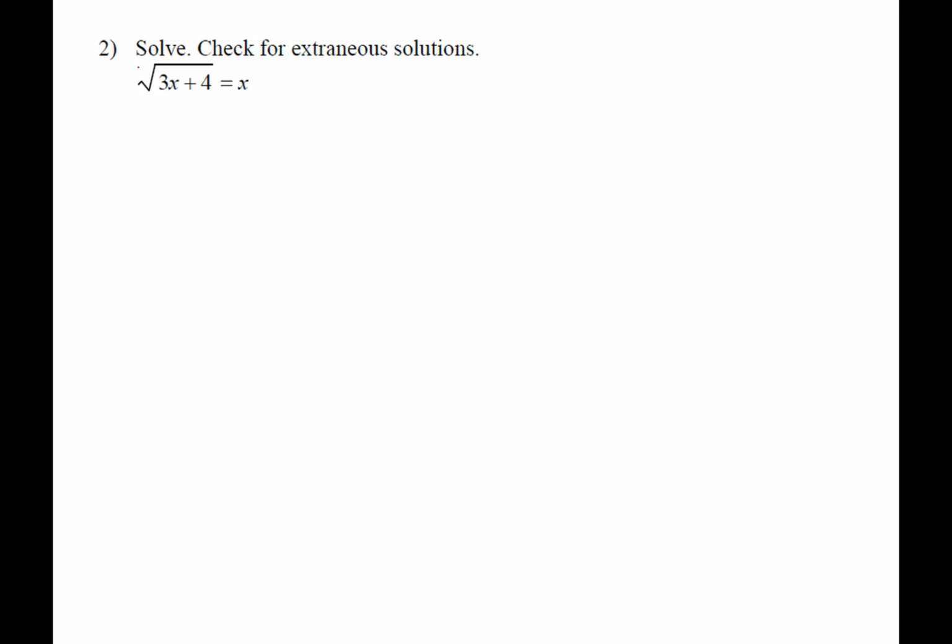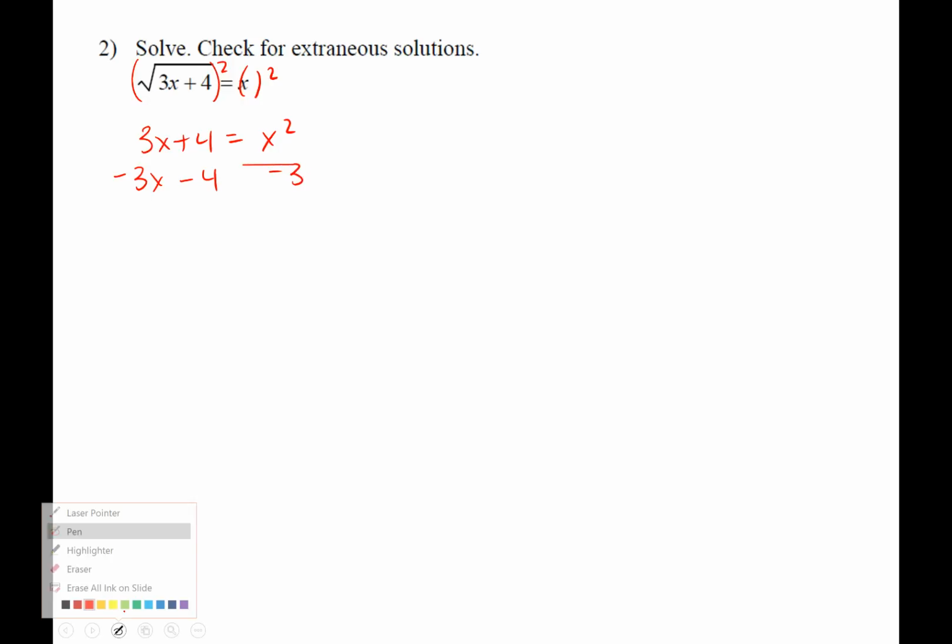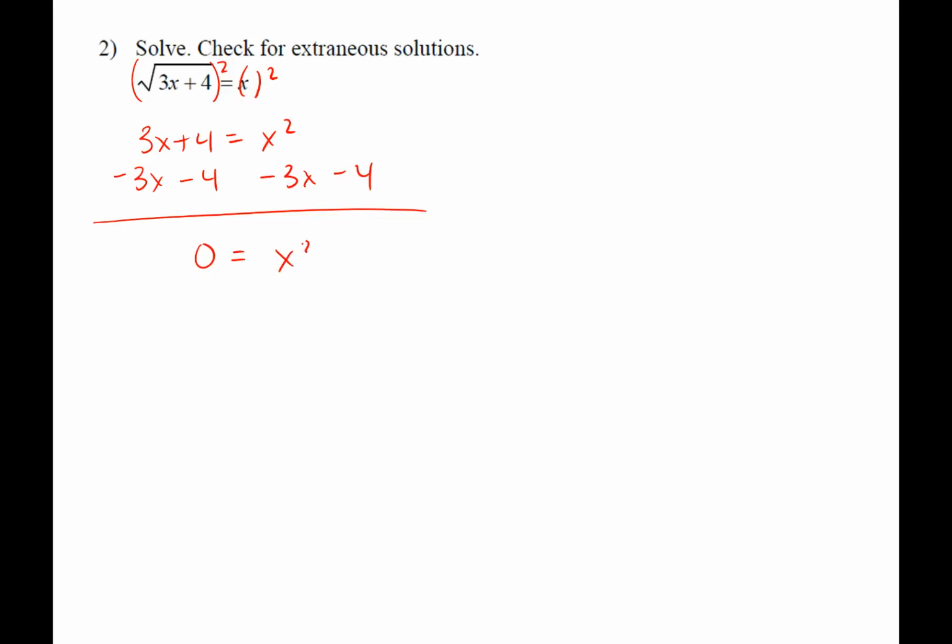Solve and check for extraneous solutions. And we have a square root, so to get rid of it, I need to square both sides. Square and square root cancel. I have 3x plus 4 on this side, x squared. Since I have x squared and x in the same problem, I'm going to get everything on one side and make it equal 0. So I'm going to move these over to the other side. See? Because I like my x squared to stay positive. So I'm going to move the other guys. So minus 3x minus 4. So I have 0 equals x squared minus 3x minus 4.